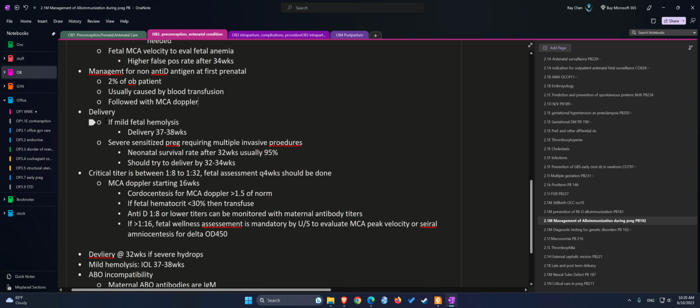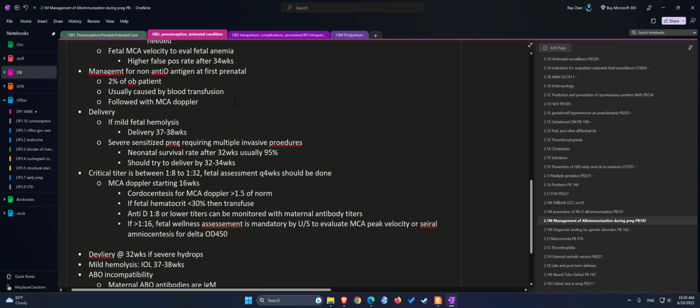Delivery timing: if there is mild fetal hemolysis, we can deliver between 37 to 38 weeks. Severely sensitized pregnancy requires multiple invasive procedures. Neonatal survival rate after 32 weeks is usually 95%. We should try to deliver these fetuses between 32 to 34 weeks.